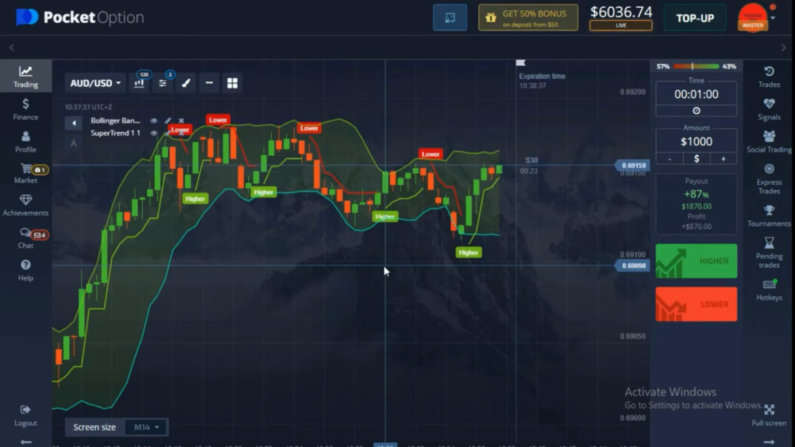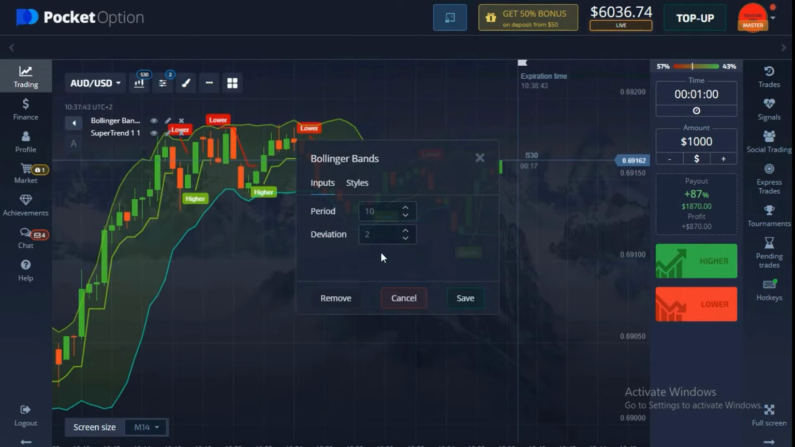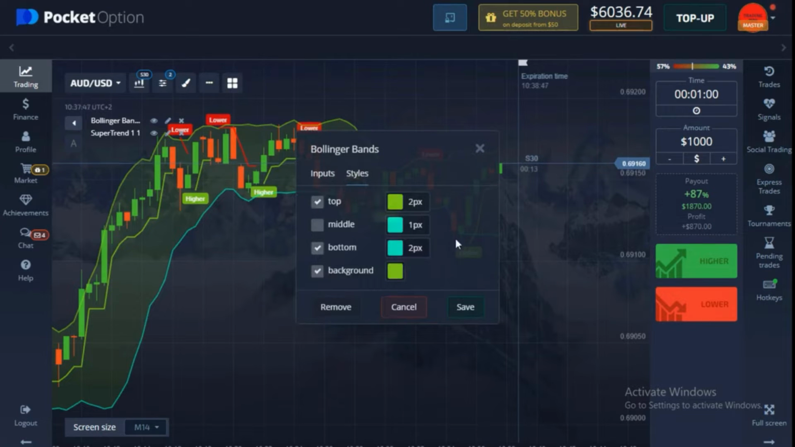The two indicators we're using here are called Bollinger Band and the Super Trend. The first setting on the Bollinger Band is this: the period is 10, the deviation is 2. Over here I take the upper line and the lower line, and I take out the middle line. We don't need it, so I pull it out. When you're done, you just hit save.